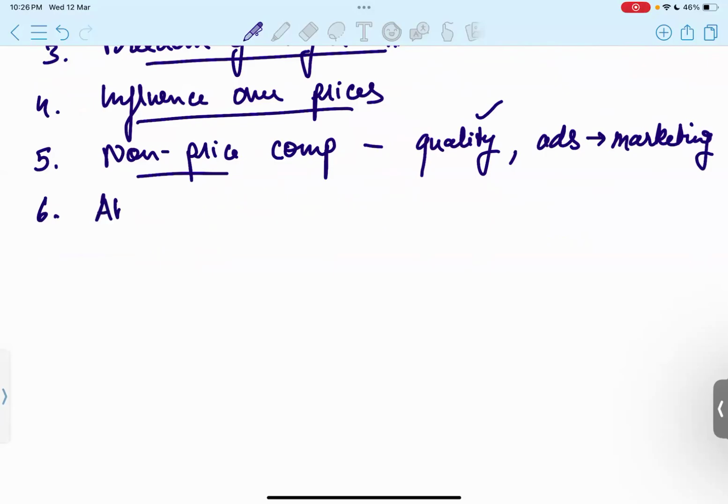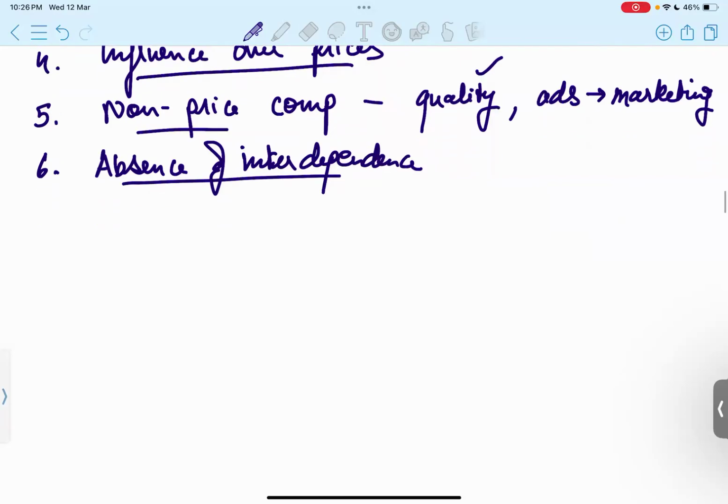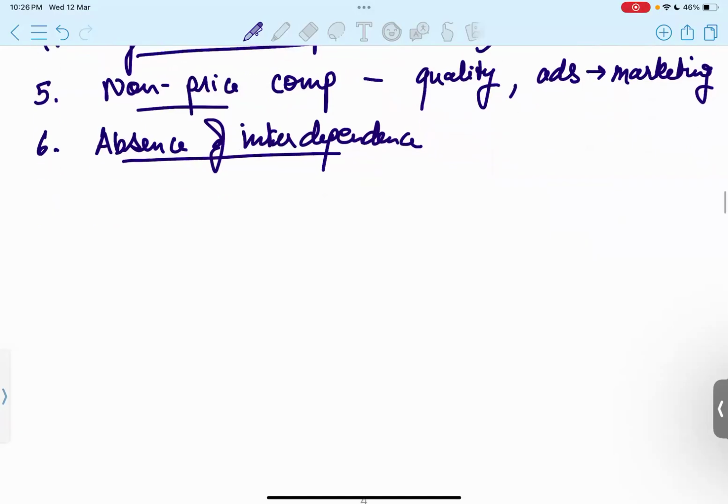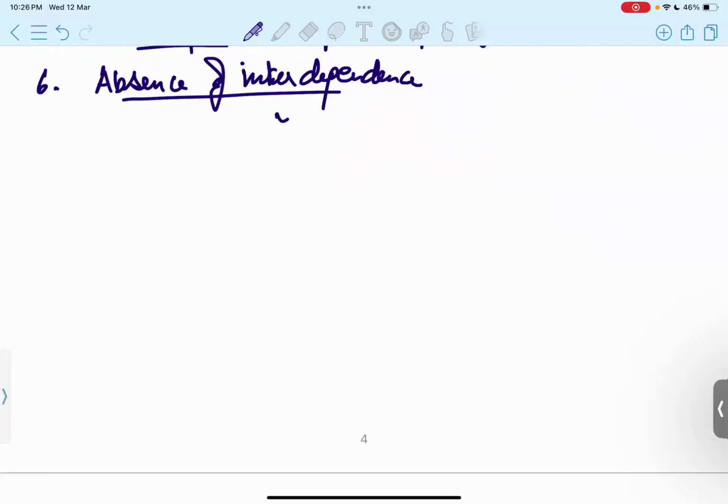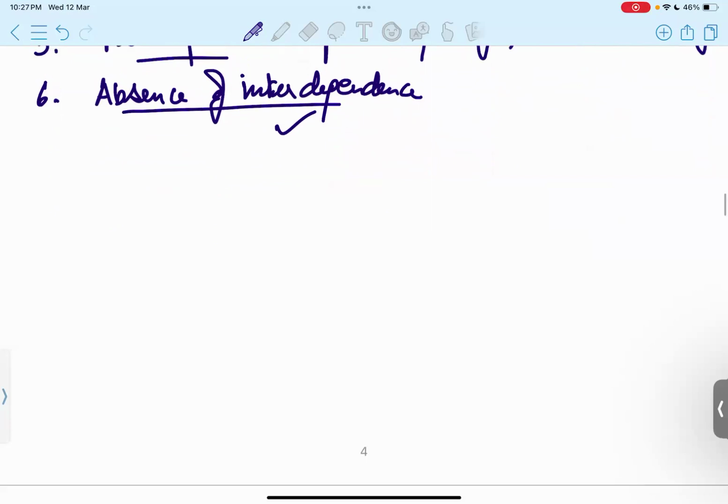And there is an absence of interdependence between the firms which are operating, so they're not considering the changes in the price policy of other firms. But at the same time, this also turns out to be one of the limitations, because when we look at the functioning of the monopolistic market in real life, these factors are considered, like changes in the strategies or the products of the close substitutes of other firms.